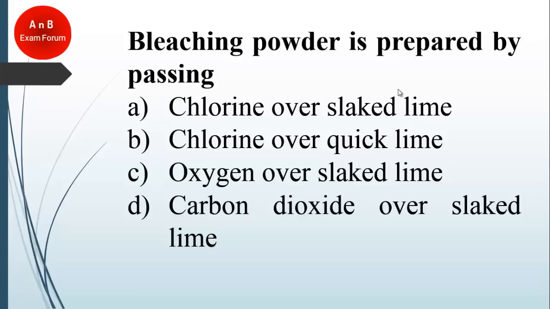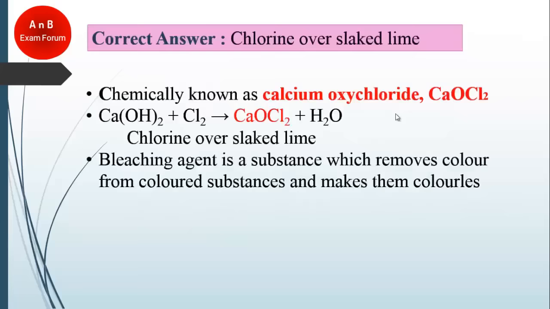Yes, student? And this bleaching powder is a bleaching agent which removes color from a substance. And yes, you are correct. The correct option is option A, chlorine over the slaked lime. This bleaching powder is commonly known as calcium oxychloride. If you see the equation, this Ca(OH)2 is your slaked lime. Calcium you can understand as lime, and Cl2 is chlorine. So if you pass chlorine over the slaked lime, you will get bleaching powder and water, and this is a bleaching agent which removes color from colored substances.